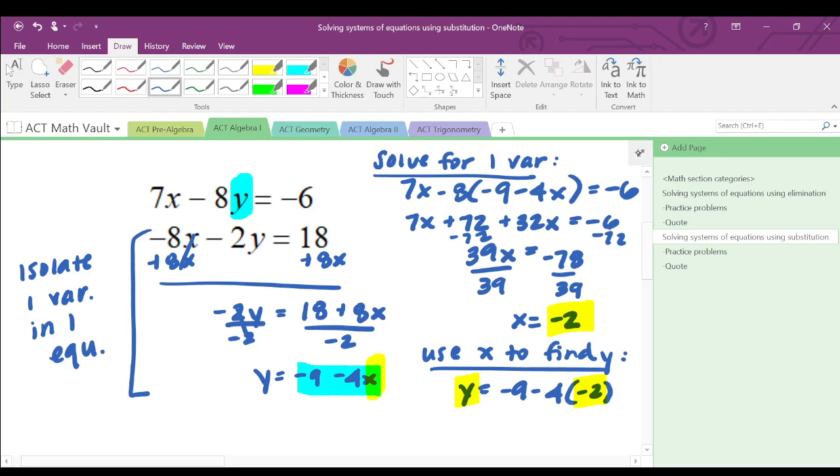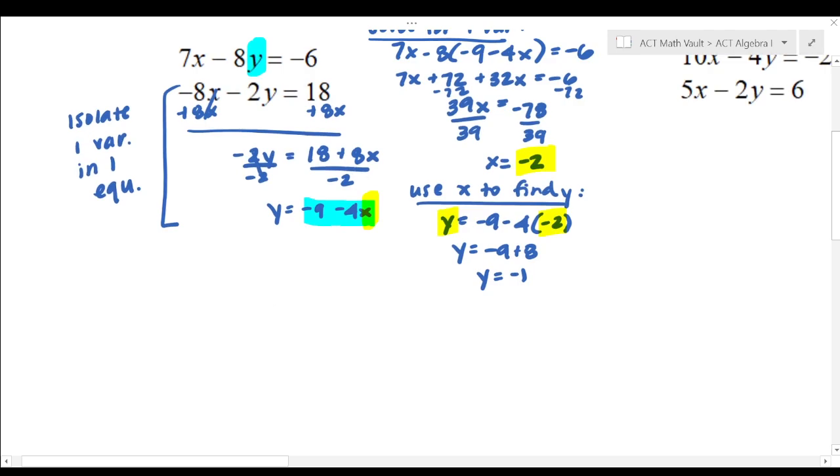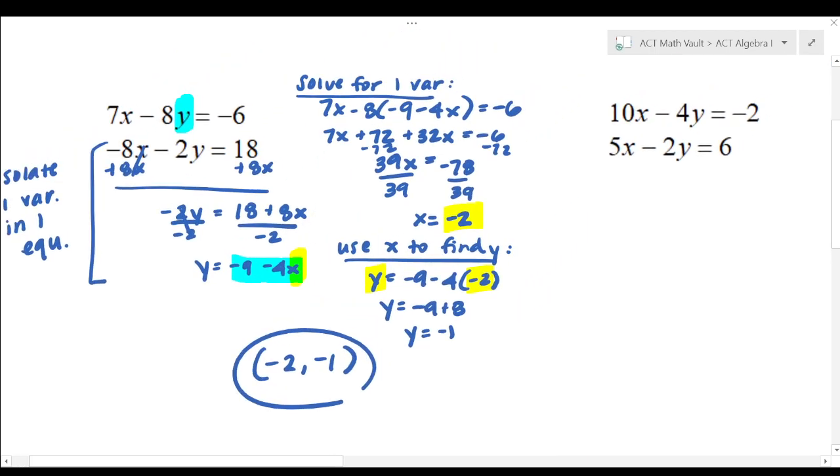So now we'll have negative 9, and then plus 8 is negative 1. So that magic xy pair that works for both equations is negative 2, negative 1. So if I plug in negative 2 and negative 1 for all of these x's and y's, my left side should equal negative 6, and my left side should equal 18 when I plug them both in.